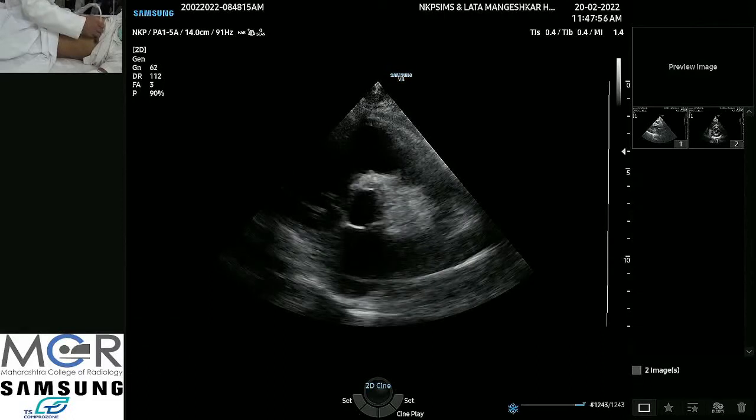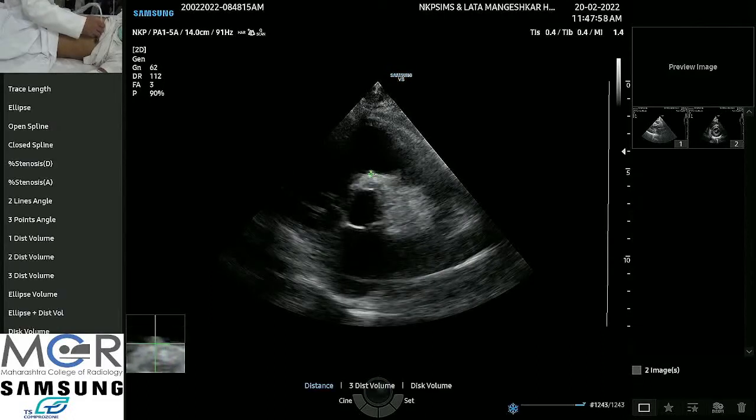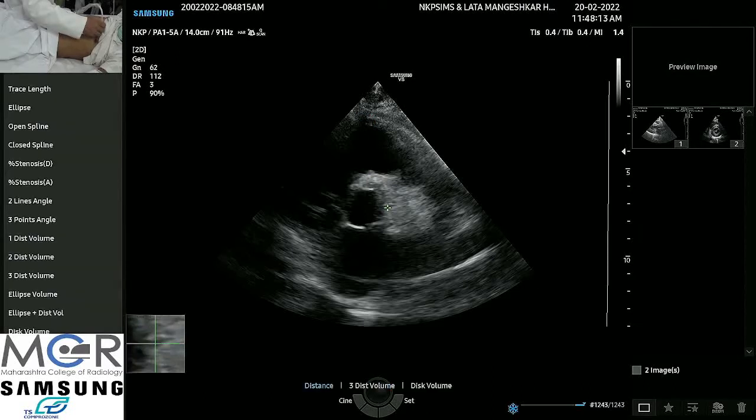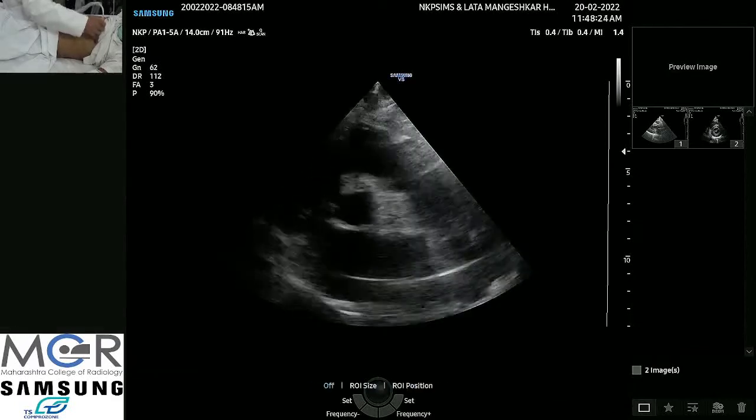Now this is the first dimension for RVOT at the tip of the right coronary cusp. This is measuring 30 millimeters. And here there can be another dimension which is almost 20 millimeters. These two dimensions are for RVOT.